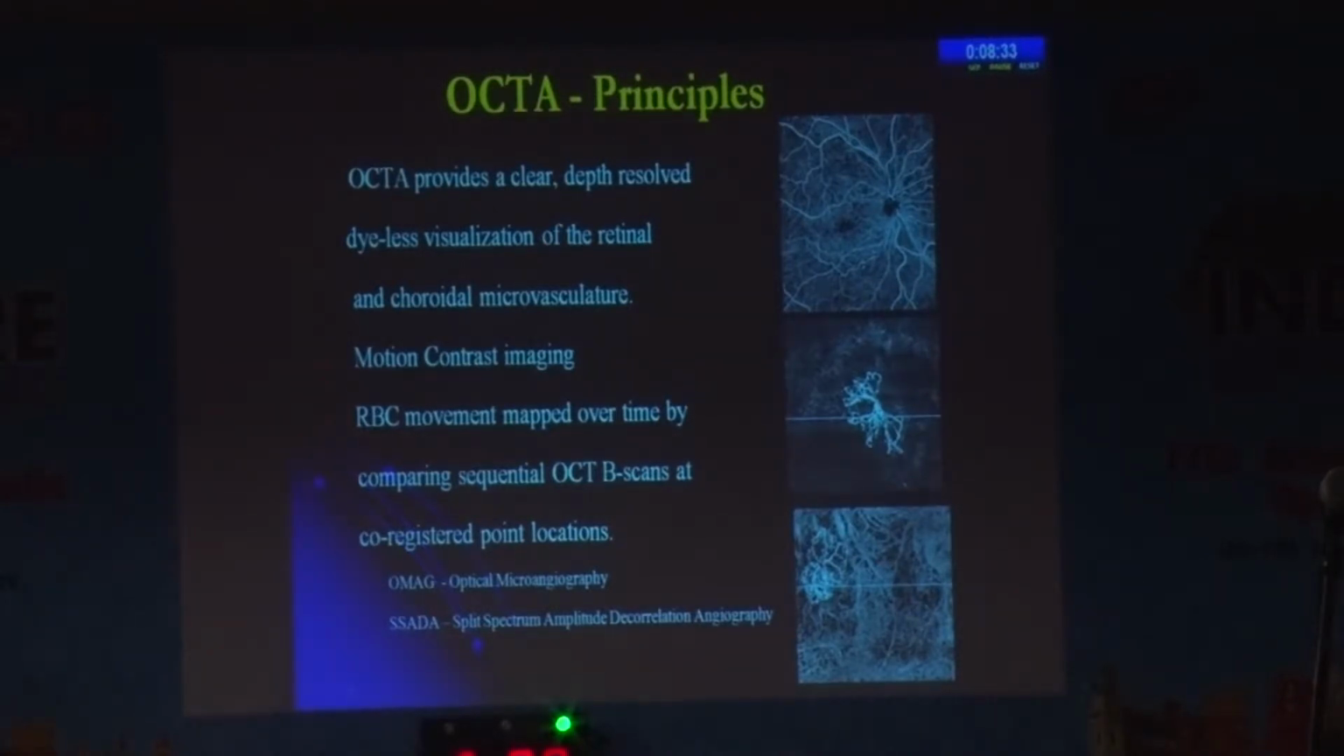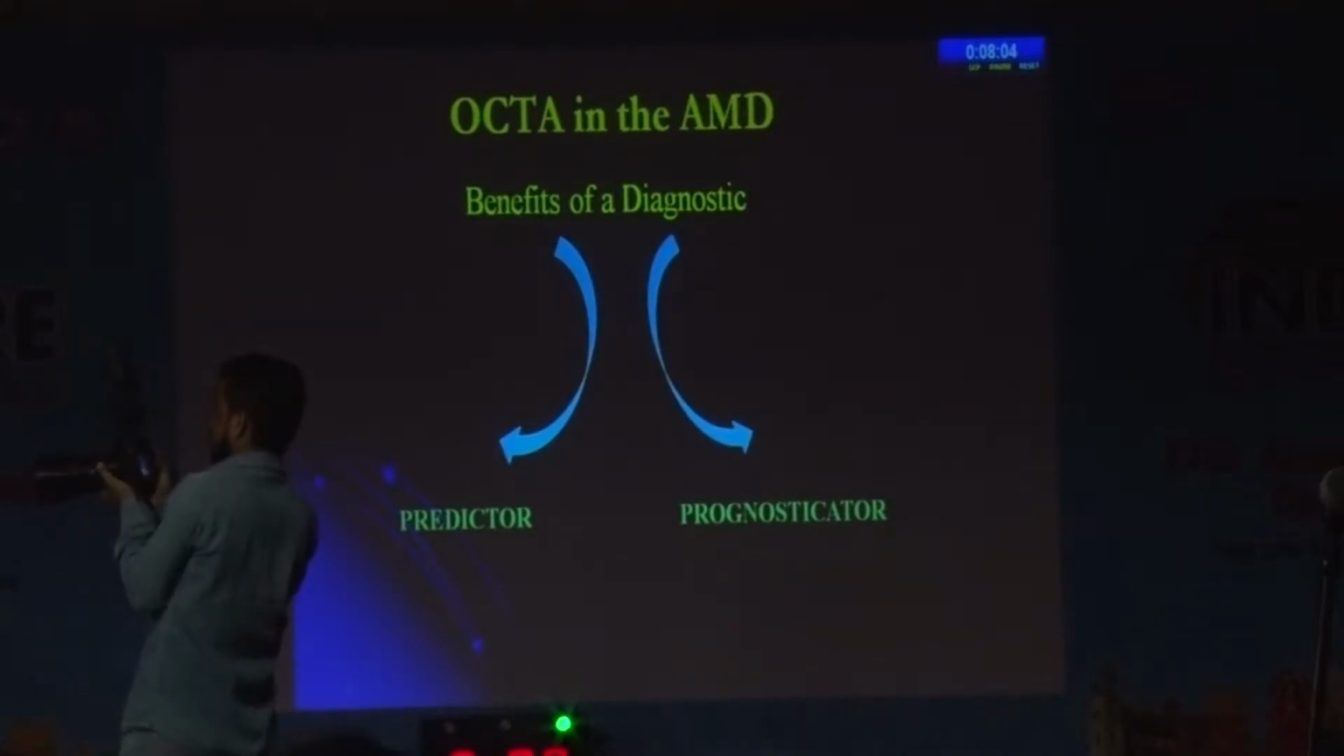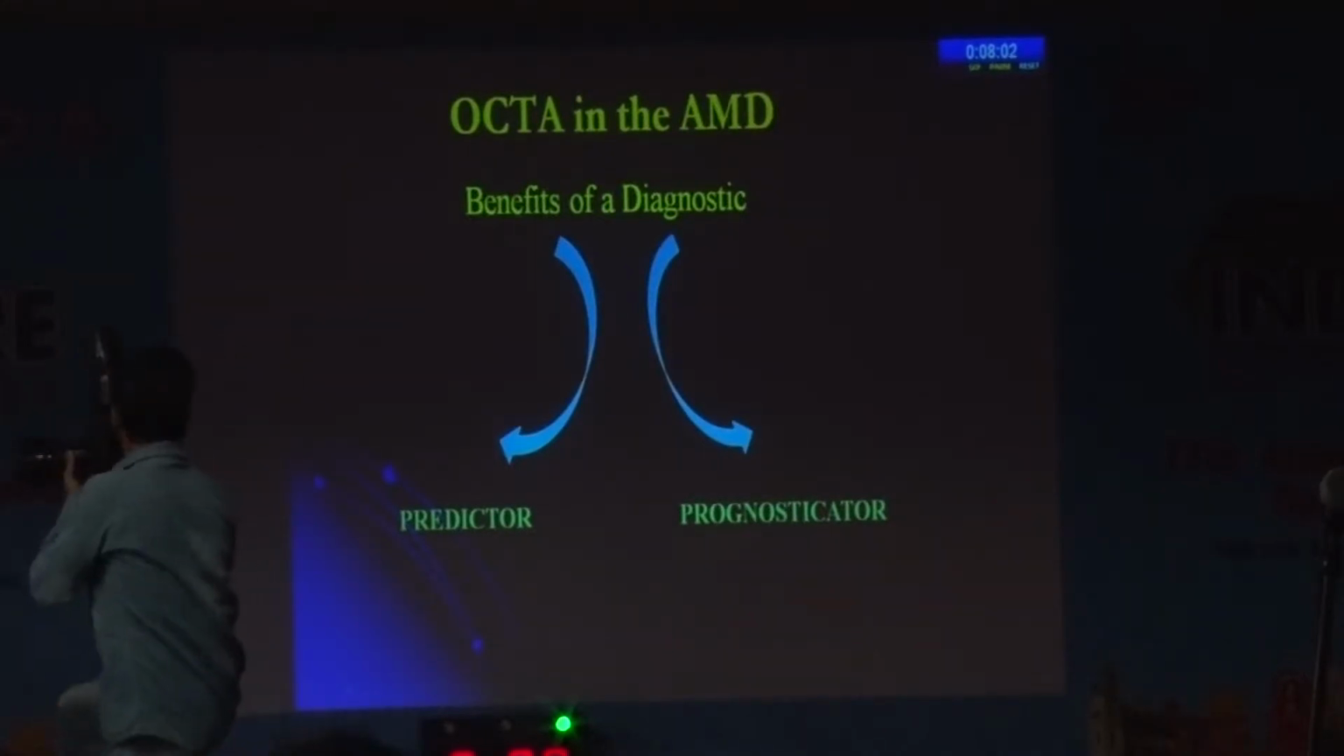The basic principle is motion contrast imaging, in one phrase. RPC movements of the erythrocytes are mapped over time by comparing sequential OCT B scans at co-registered point locations. Various algorithms are there. The most popular ones are the OMAG, or optical microangiography, developed by Ricky Wang for the Zeiss systems, and the SSADA, or split spectrum amplitude decorrelation angiography, used by many systems, most importantly the RTVue. So benefits of any diagnostic are prediction and prognostication.